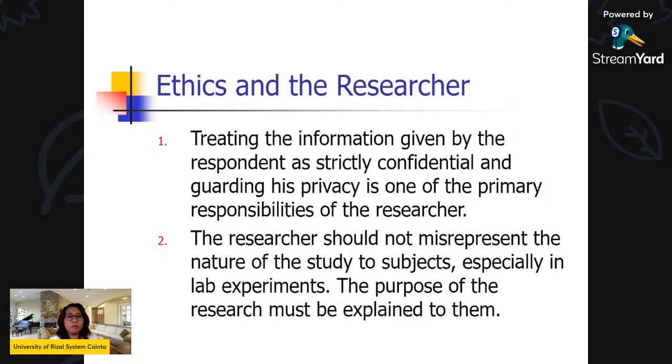The researcher should not misrepresent the nature of the study to subjects, especially in lab experiments. The purpose of the research must be explained to them. Meaning to say, hindi manggagaling sa iyo yung perspective, hindi manggagaling yung nature of the study, hindi doon sa mga taong nagsagot sa inyong survey. Malinaw po ba? At kailangan nating ma-identify, ano ba yung purpose ng research mo? Bakit kailangan mo siyang gawa na research survey question?